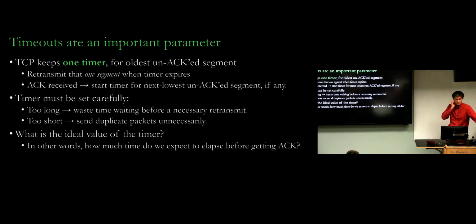You can kind of see that the timer has to be set carefully. You can't just choose an arbitrary value. If it's too long, then you waste a lot of time before a necessary retransmission. You don't want to wait like 3 days before you decide, oh, this packet's lost, if you know the network is probably going to only take a second at most. But if it's too short, that's also a problem because you might decide too early that a packet is lost when actually you're eventually going to get a response. And you can send a lot of duplicates unnecessarily. That puts a lot of extra load on the network and kind of confuses everyone. So you need to somehow figure out an ideal value of the timer.